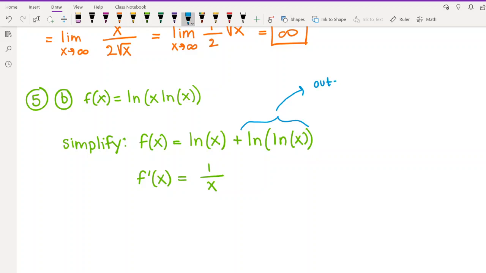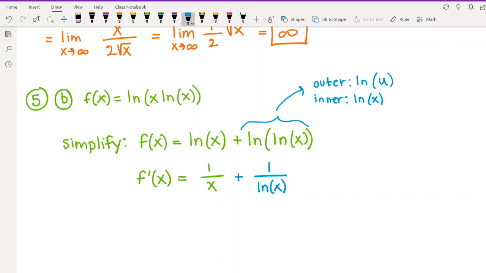So in this case, the outer function is ln of u and the inner function is ln of x. What is that going to look like for taking the derivative? Well, the first part of the derivative is always the outside derivative. The outside part of the derivative is 1 over u. And what is u in this case? U is ln of x. So it's 1 over ln of x.